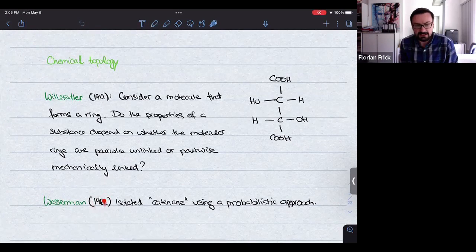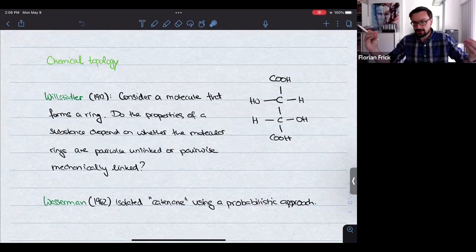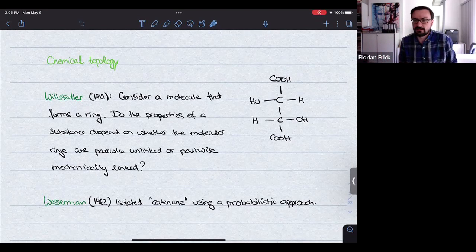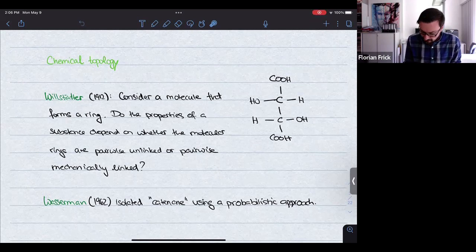And it took until the 1960s, early 1960s, until Wasserman wrote a very interesting Scientific American article about isolating catenane. So catenane meaning molecules are linked, right? And how do you do it? Well, in the way that many of us do mathematics, he used a probabilistic approach. So he had a bunch of molecules that were just long chains, and he made them bite their own tail, and he just hoped for many of them to link. And this actually works, and you can isolate the linked ones, and then you can look at the substance. Okay.